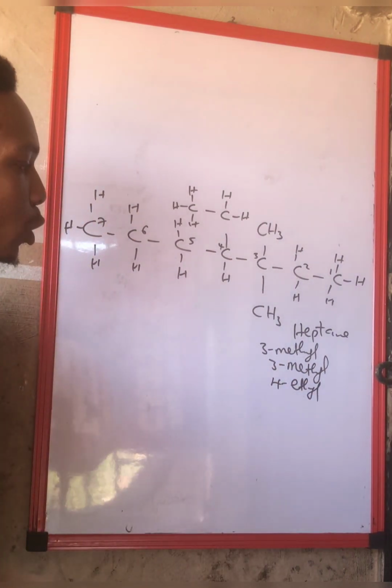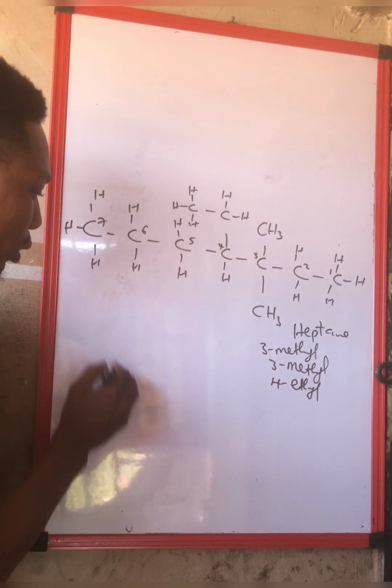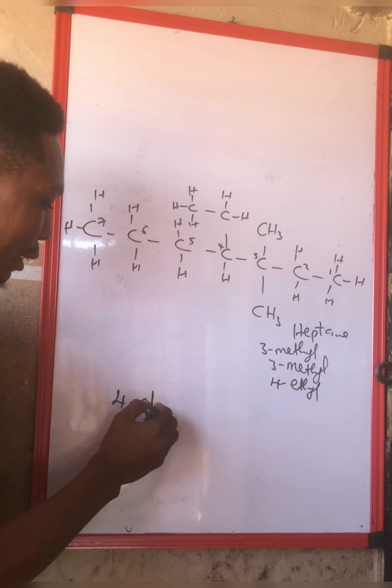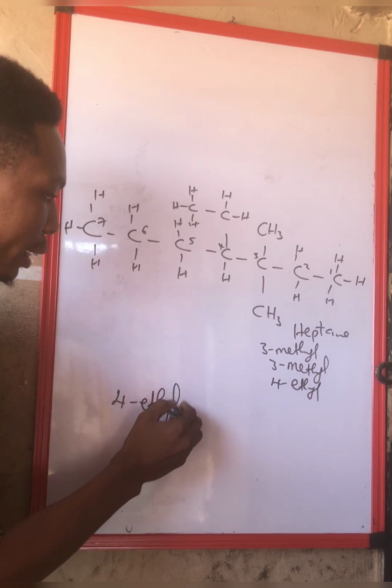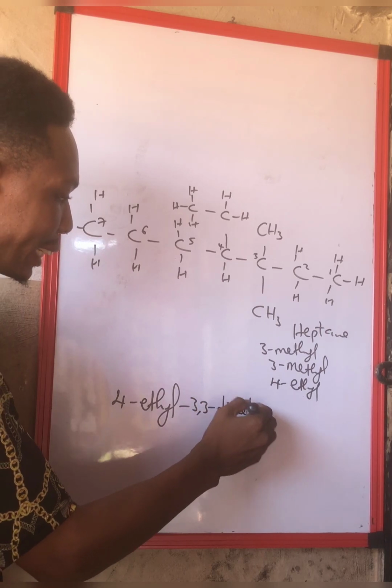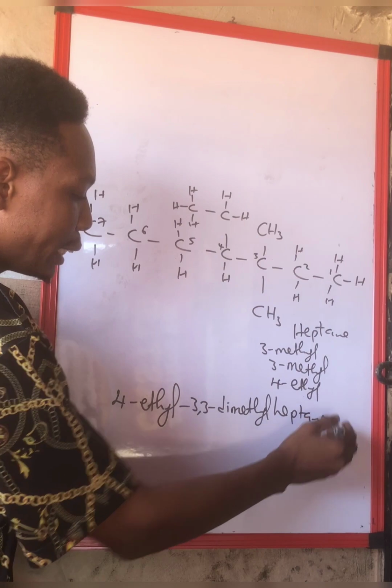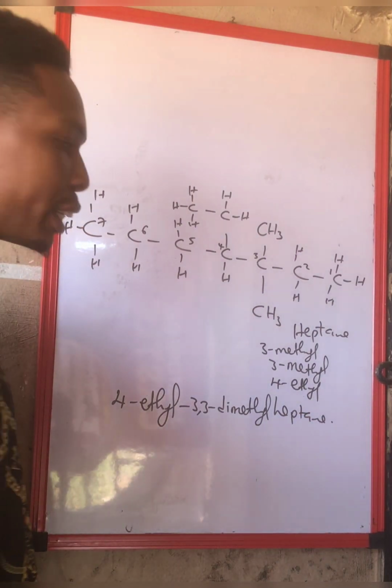All right, so in joining everything now together, E comes first. It becomes 4-ethyl-3,3-dimethylheptane. So that's the name of the compound.